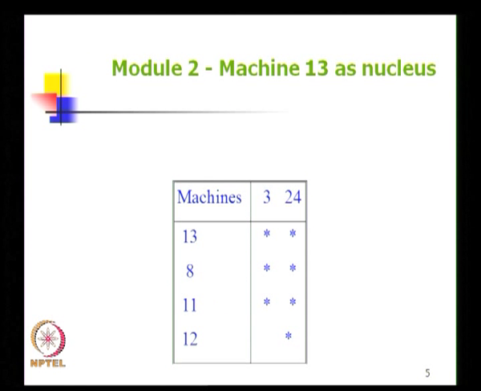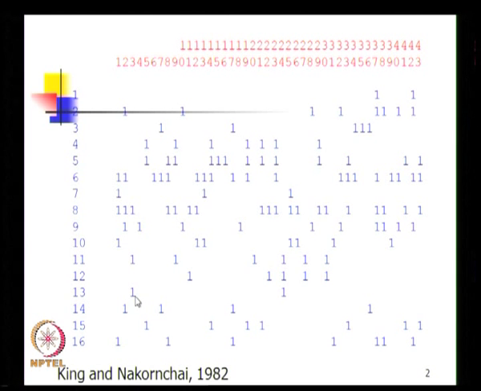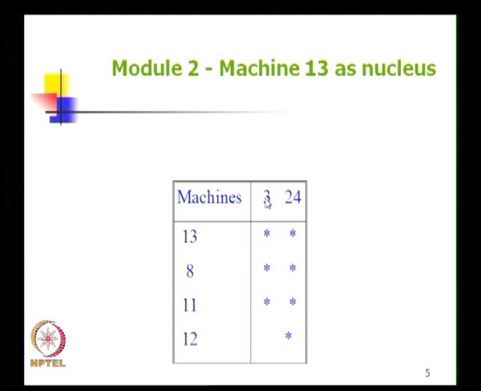So, the next module is created with machine number 13 as the nucleus machine. The frequency of 2 comes from component numbers 3 and 24. From this we go back and see for machine number 13 here, the frequency comes from 3 and 24, which are here, component number 3 and component number 24. So, we create this with component numbers 3 and 24 and put a tick mark on both.